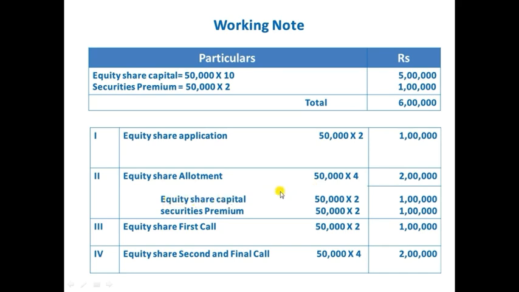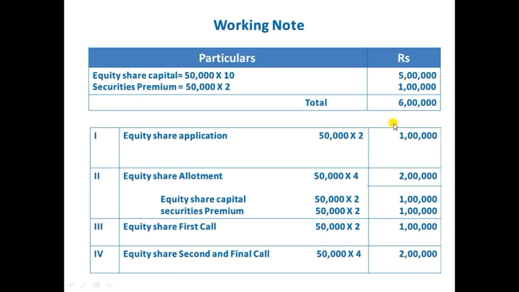So equity share capital 50,000 into 2 is share capital of 1 lakh, and the company is collecting securities premium 50,000 into 2, 1 lakh. At total, allotment money is 2 lakh. This 2 lakh we need to divide as capital as well as premium. Next, the third installment is equity share first call. At the time of first call, 50,000 into 2, that is 1 lakh rupees the company is going to collect, and the last installment is the fourth installment, equity share second and final call, the company collecting 50,000 into 4, 2 lakh rupees.